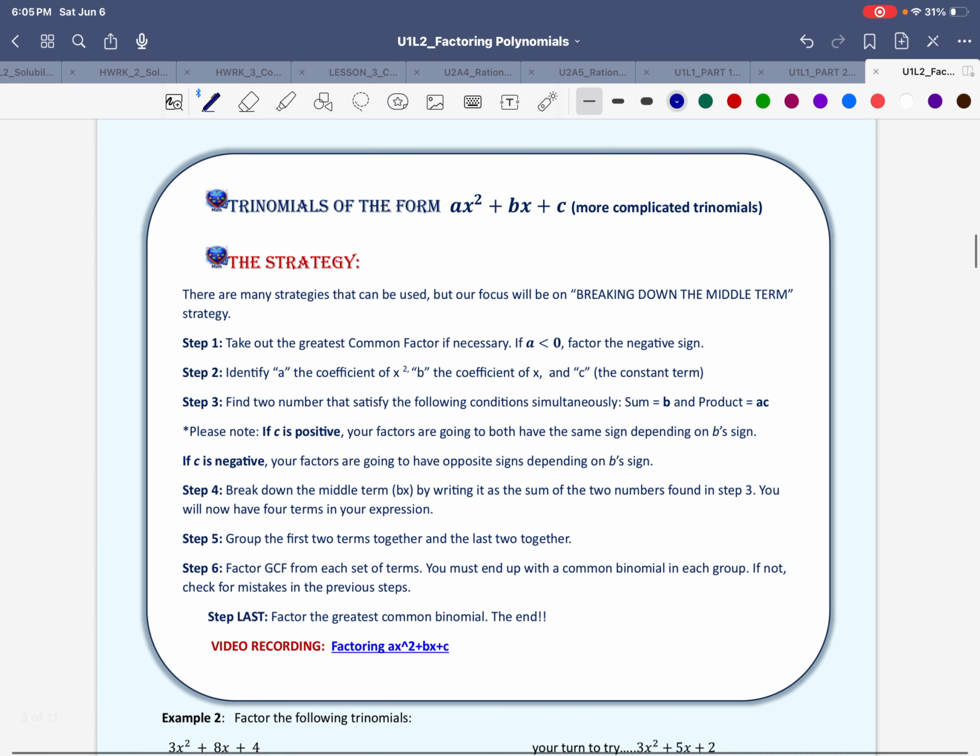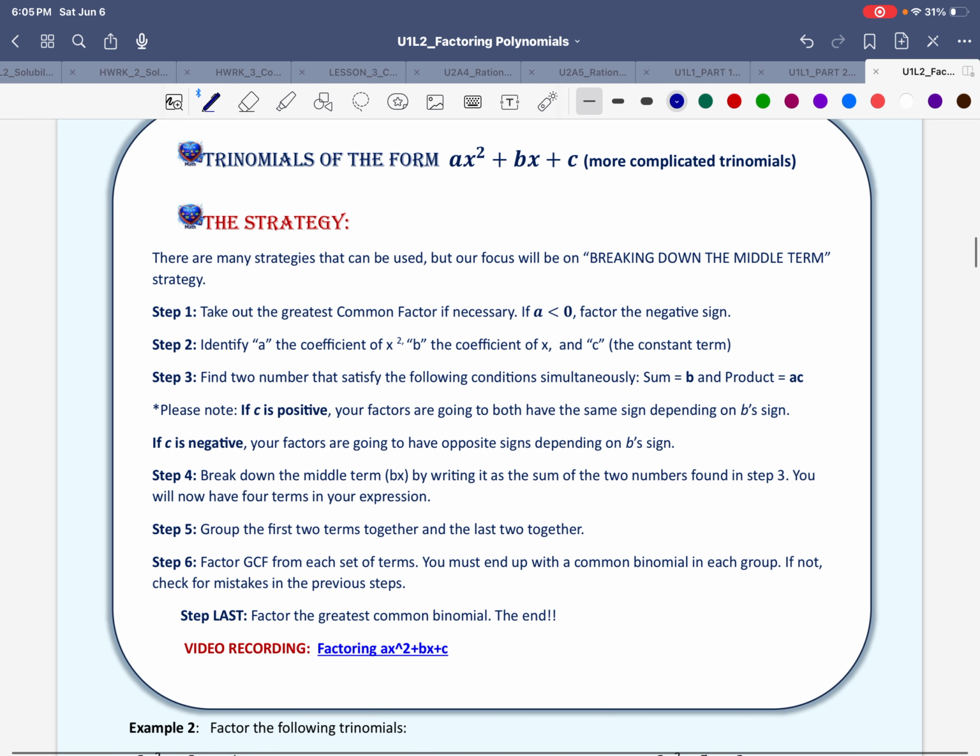So in the next part of this lesson, we're looking at trinomials of the form ax squared plus bx plus c.